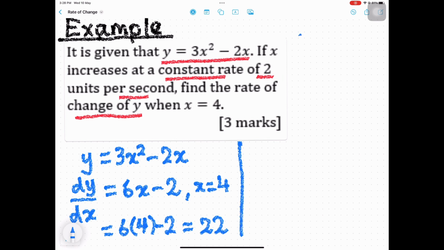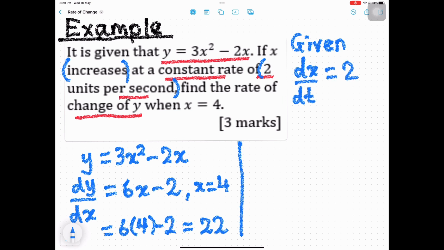Alright, now if you rewrite whatever is given from the question, it's given that x increases, so it's going to be positive. So 2 units per second, that will be the dx over dt. The word rate must have over time, so you write dx over dt. So this equals 2. This is based on the question.